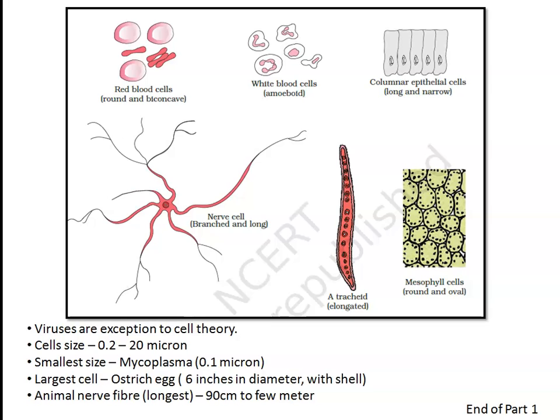The smallest cell is that of mycoplasma, which is 0.1 micron, and the largest cell is that of an ostrich egg, which is 6 inches in diameter, including the shell. The longest cell that we have is the animal nerve fiber, which can range from 90 centimeters to a few meters. And as you can see in the diagram, there are many variations. Some are columnar, some are spherical, some are elongated, some are branched, and so on.